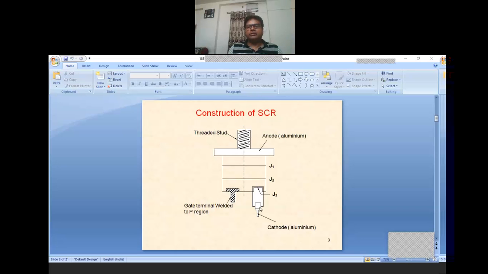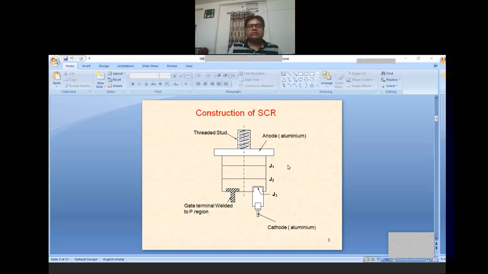The outer N layer is connected to the cathode made up of aluminum. Outer P layer is connected to the anode made up of aluminum, and gate terminal is welded to inner P layer somewhat nearer to the junction J3. And once the total SCR is formed, it is bolted to a threaded stud, which again will be threaded to a heat sink and to the given electronic circuit where we have to install it.